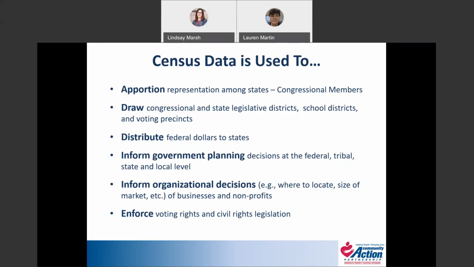The final thing that census data is used for on this list is to enforce voting rights and civil rights legislation. This is why they ask for Hispanic origin, and this is why they ask for race.